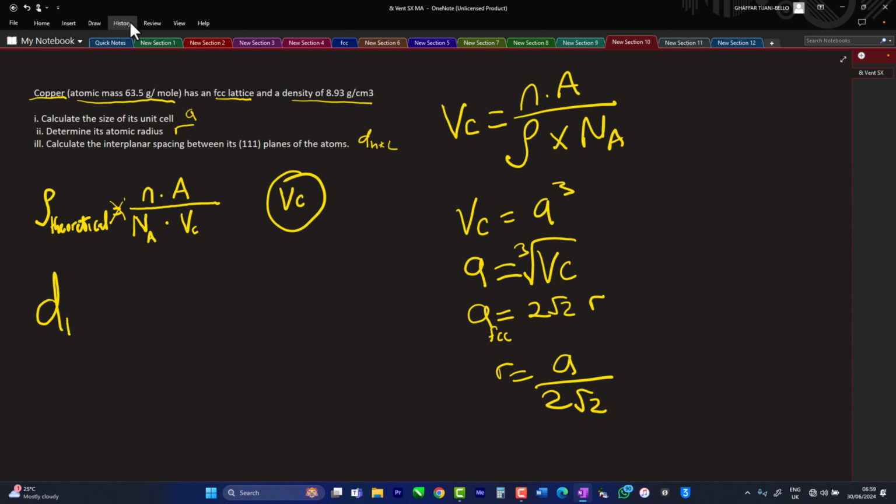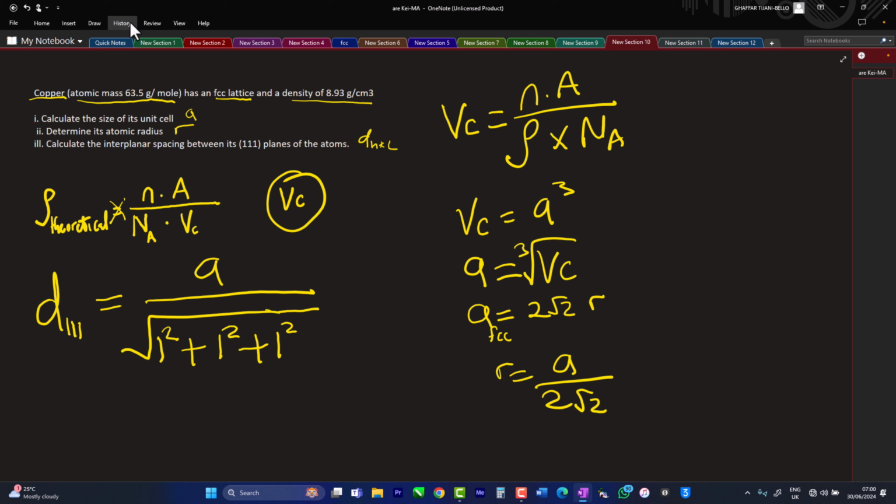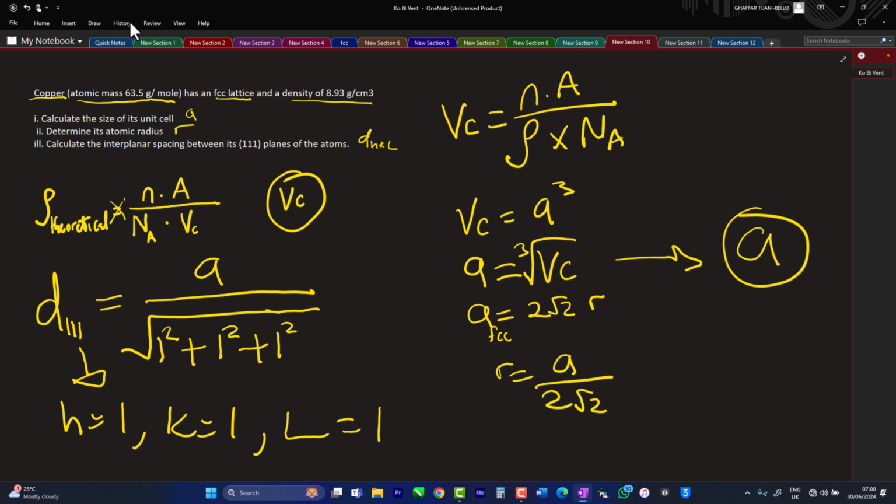Also for our interplanar spacing d111, it's going to be equal to A over the root of 1 squared plus 1 squared plus 1 squared, because we're already given our d_hkl, where from here we have our h to be 1, our k is equal to 1, and our l is equal to 1. And we derive our A from this place. So this is where we find our A.